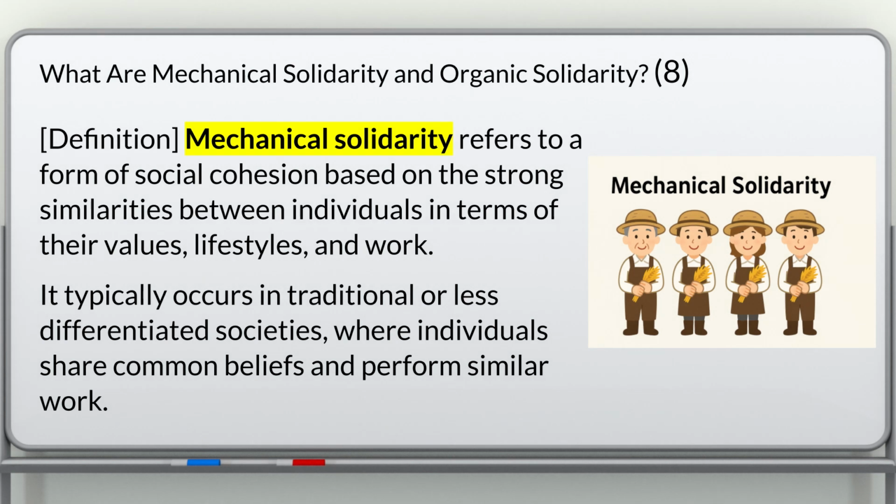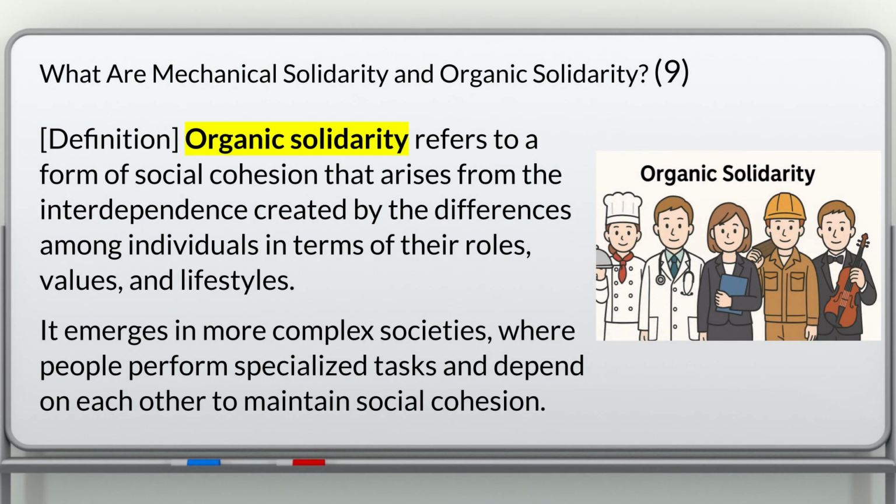Mechanical solidarity refers to a form of social cohesion based on the strong similarities between individuals in terms of their values, lifestyles, and work. It typically occurs in traditional or less differentiated societies, where individuals share common beliefs and perform similar work. Organic solidarity refers to a form of social cohesion that arises from the interdependence created by the differences among individuals in terms of their roles, values, and lifestyles. It emerges in more complex societies, where people perform specialized tasks and depend on each other to maintain social cohesion.